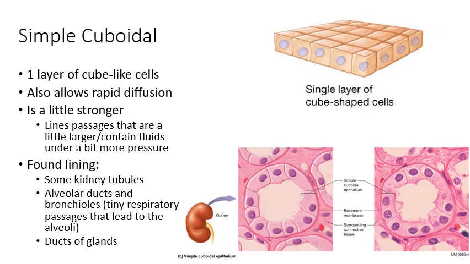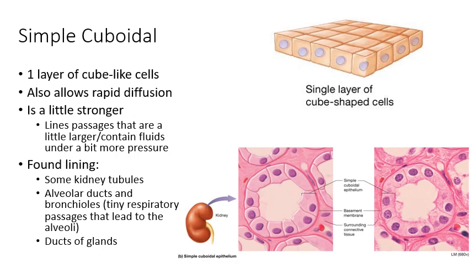Next we have simple cuboidal. That is a single layer of cube-like cells, so cells that are roughly as wide as they are tall. It's also very good at diffusion because it's still a thin layer of cells, but it's not as good at diffusion as simple squamous, and it's also a little bit stronger than simple squamous. Since the cells are taller, you can have more desmosomes between them, giving them more strength.